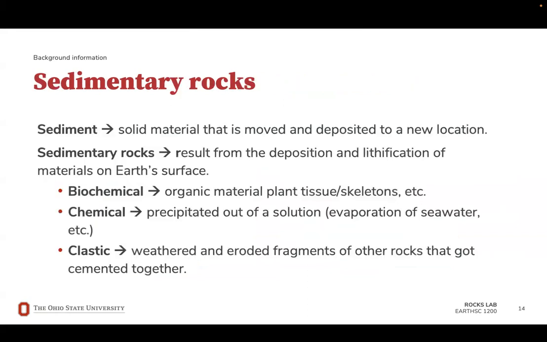Sedimentary rocks are formed by the accumulation and cementation of smaller rock particles called sediments. These rocks are categorized by the source of those sediments. Biochemical rocks form from organic plant material or skeletons. Chemical rocks are precipitated out of a solution, like when seawater evaporates and leaves rock salt behind. And clastic rocks form when weathered and eroded fragments of other rocks get cemented together.